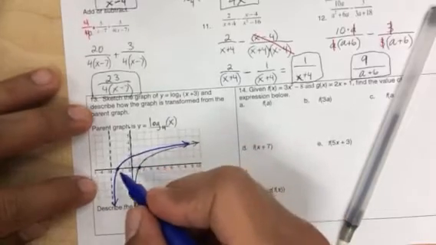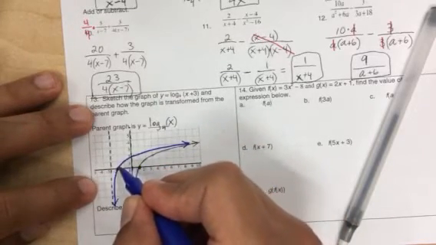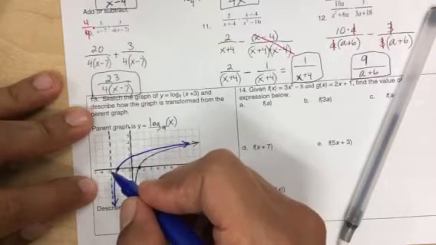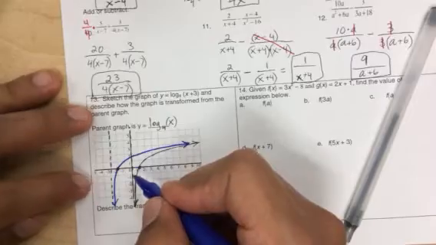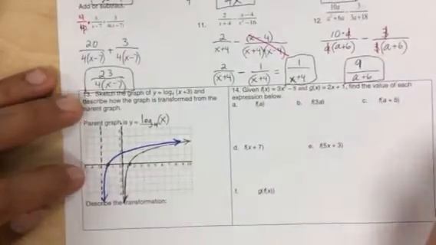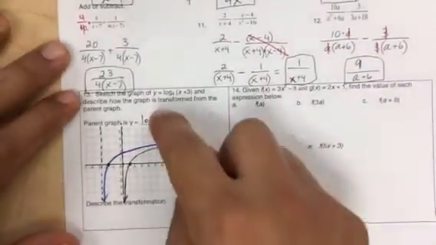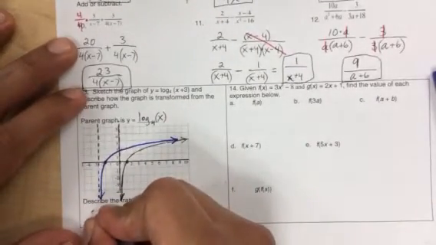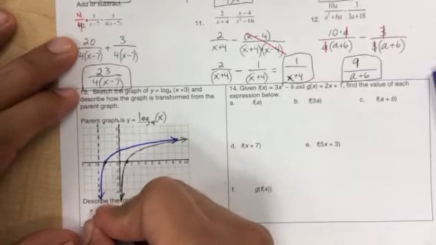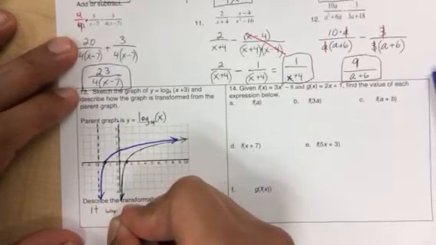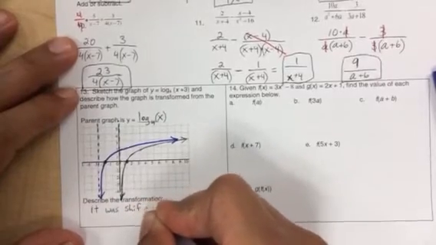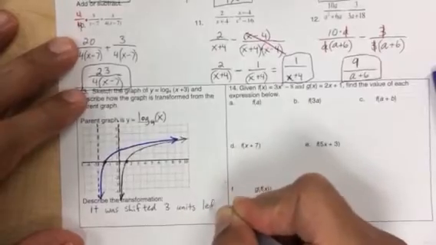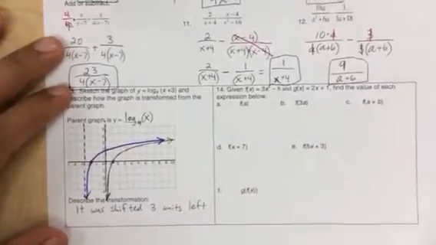Okay, so the main idea is for you to notice that it was just shifted 3 units to the left, and it's going to behave the same way, and the asymptote is going to be 1 unit to the left, just like it was for this one. But this would be a good enough sketch for the transformation that occurred. Now it says describe the transformation. Well, all that happened was it was shifted 3 units left. Okay, that's all that happened.